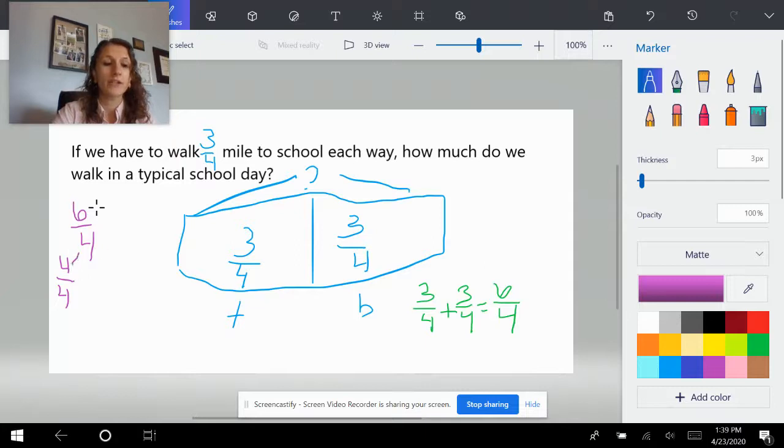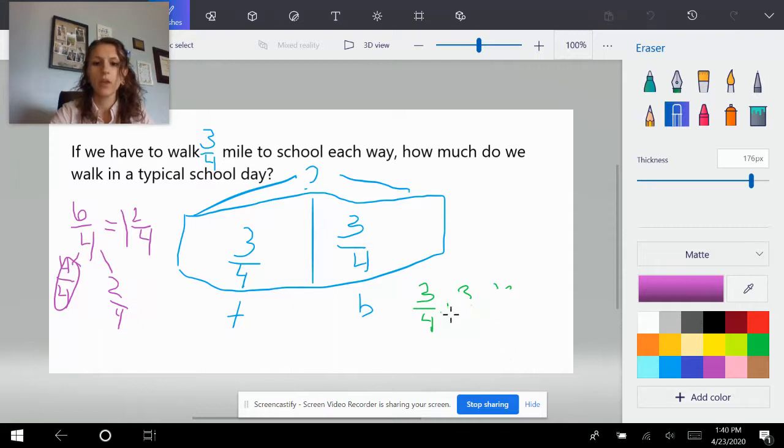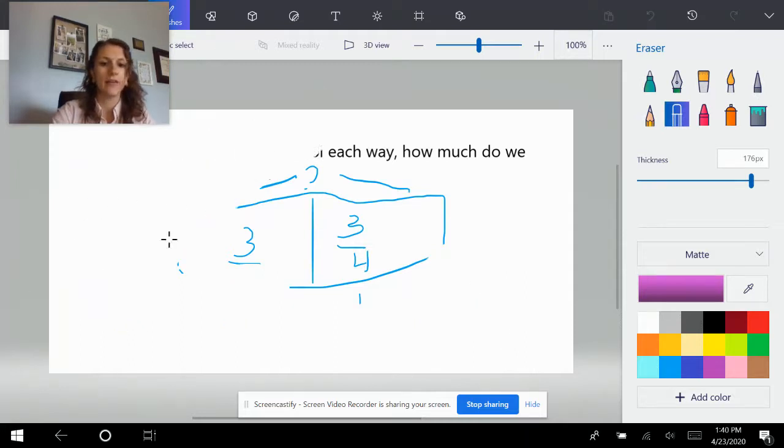How many more fourths would I need to get to 6/4? 2 more fourths. 5/4, 6/4. So that means that this is the same as 1 whole and 2/4. So I would have to walk 1 2/4 miles in a typical school day. Let's go ahead and look at another one.